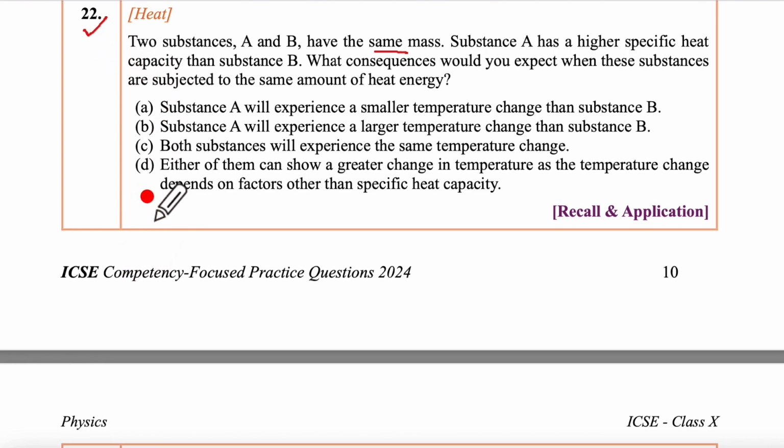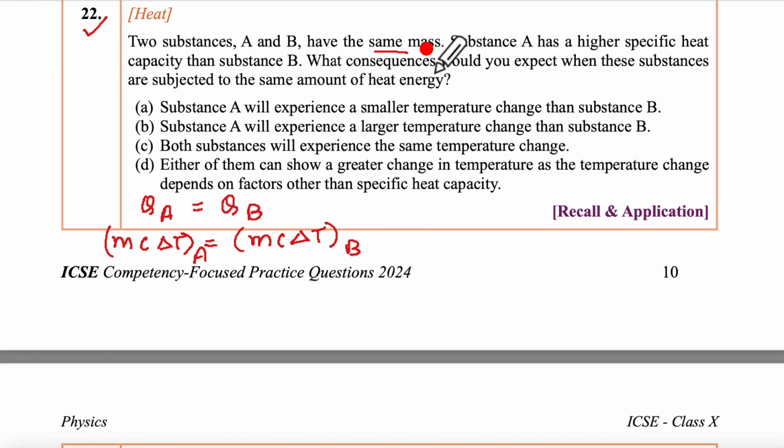So if the heat supplied to the two substances is equal, then I will have m c delta T of A equal to m c delta T of B.